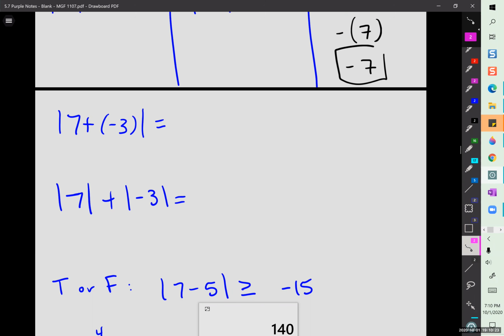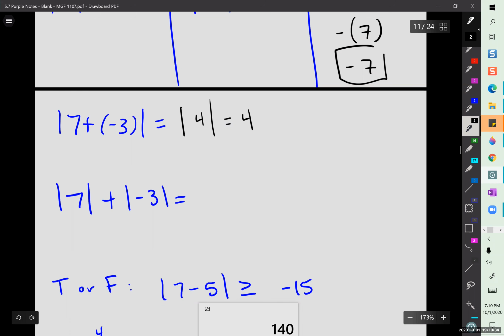Great job, everybody. So that would be, we'd simplify, leave the absolute values alone. 7 plus -3 is 4. Absolute value of 4 is still itself 4. Calculate this next one and try to think about why it would be a different value. Describe it to yourself.